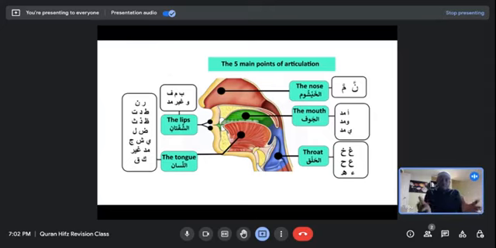So we have what we call the mouth. The mouth is called the jawf, or the oral cavity. Most of the scholars call it the oral cavity. So the jawf is called the oral cavity. That's the space between the roof of the mouth and the tongue. And subhanallah, we can see all these letters.